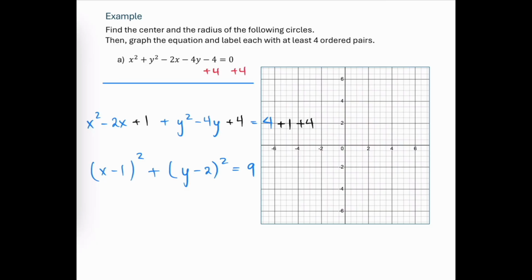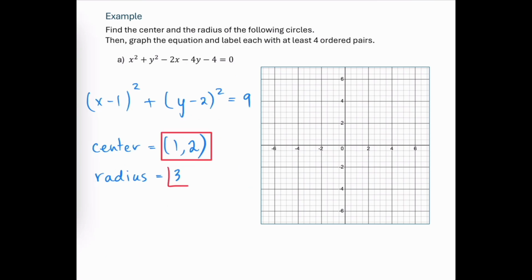And once our equation is in the standard form, then we can extract the values of the center and the radius. The x-coordinate of the center is going to be the opposite of what we see inside here, or positive 1. The y-coordinate of the center is going to be the opposite of what we see inside here, or positive 2. And since this quantity over here on the far right is the radius squared, that means our radius is going to be the square root of that number, or just 3.